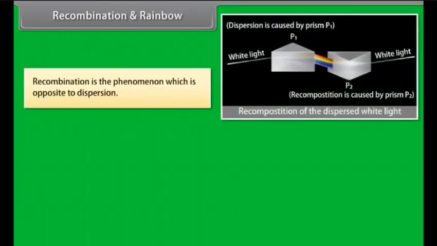Recombination and rainbow. Recombination: Isaac Newton observed that if he keeps 2 glass prisms parallel to each other such that one is inverted with respect to the other, then white light entering one prism gets split into 7 colors, which when they fall on the other prism recombine to give white light again. This is termed as recombination.